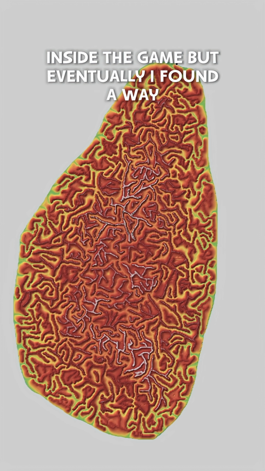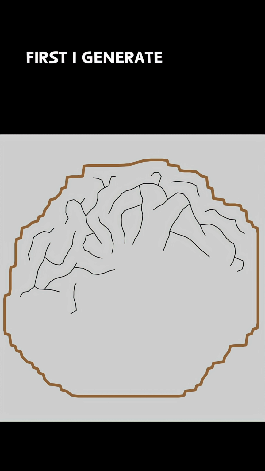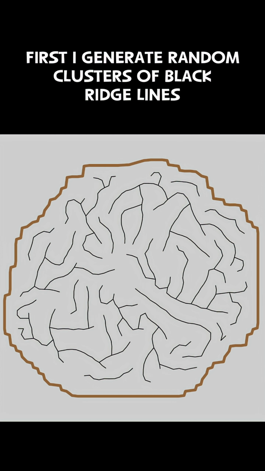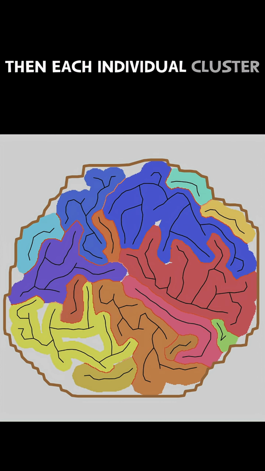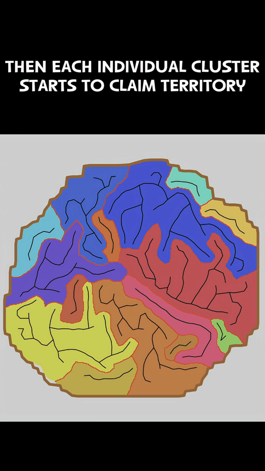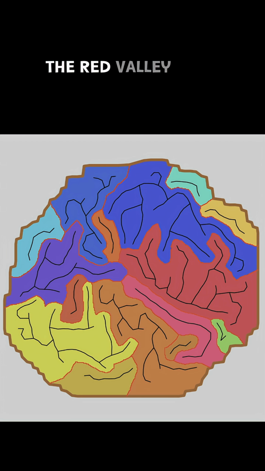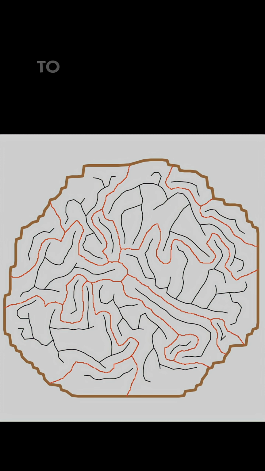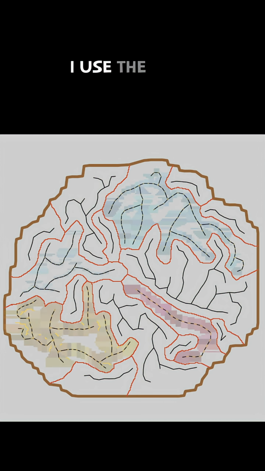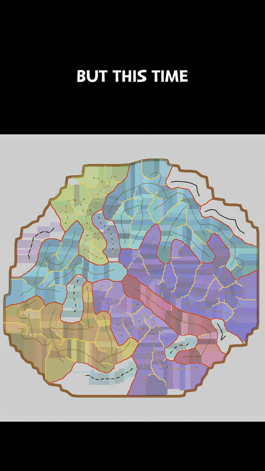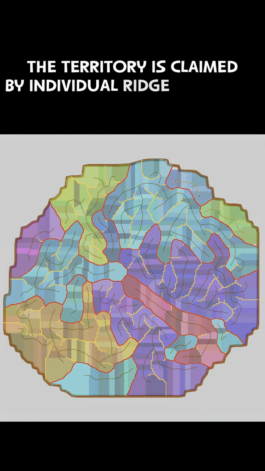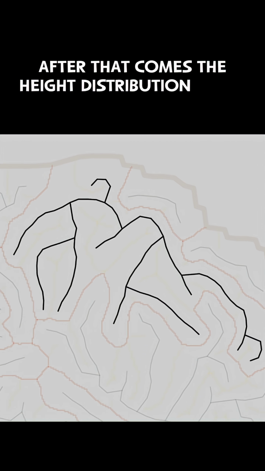I found a way. First, I generate random clusters of black ridge lines. Then, each individual cluster starts to claim territory, and as a result, the red valley lines are formed between them. To create the yellow slope lines, I use the same idea again, but this time the territory is claimed by individual ridge segments relative to one another. After that comes the height distribution stage.